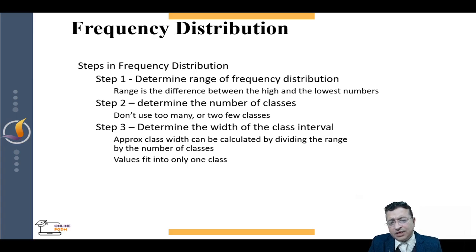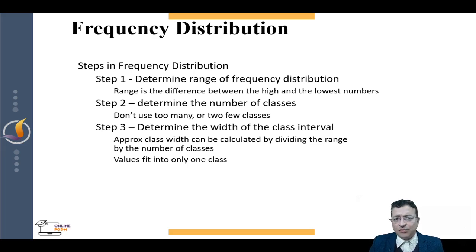First of all, you need to determine the range of the frequency distribution. Range is nothing but identifying the minimum observation and the maximum observation. The difference of the largest and smallest value is your range. Then you need to calculate the number of classes.